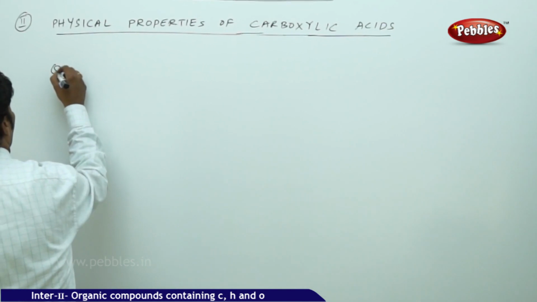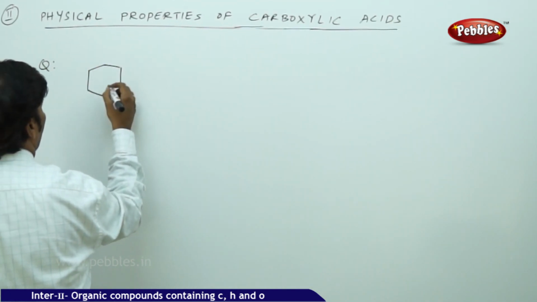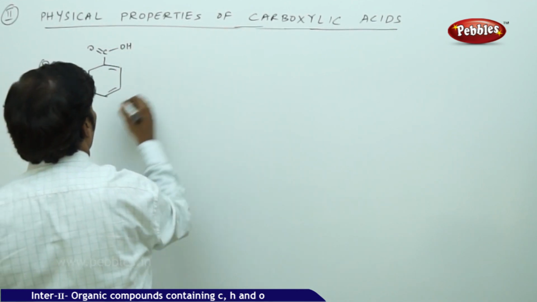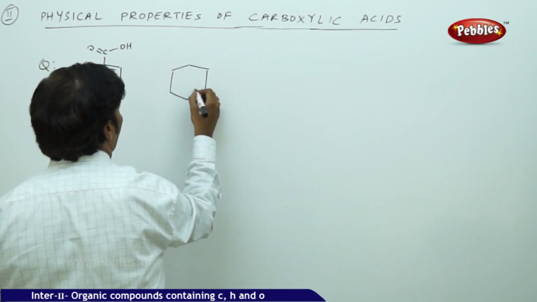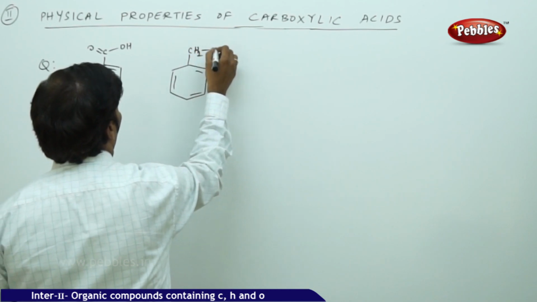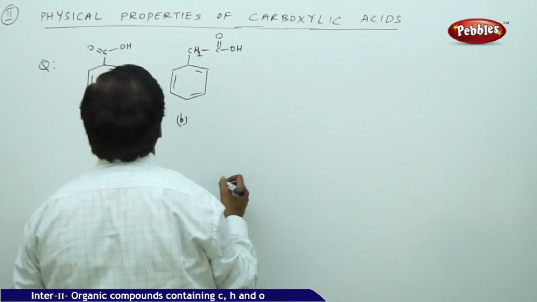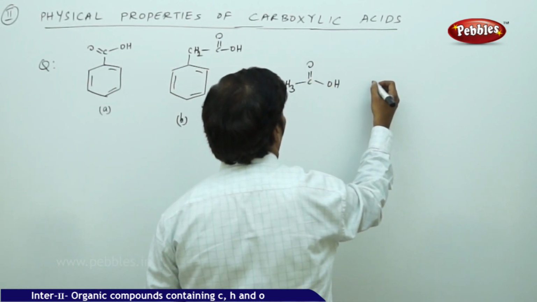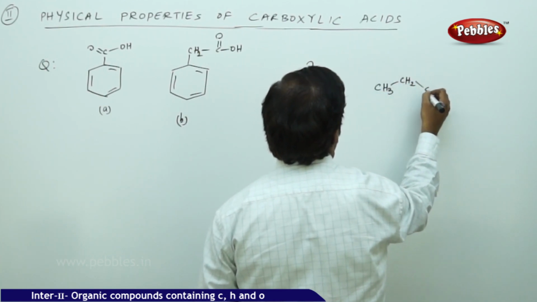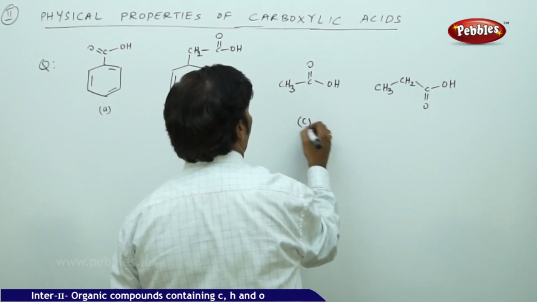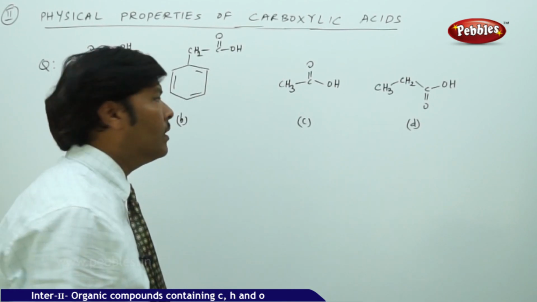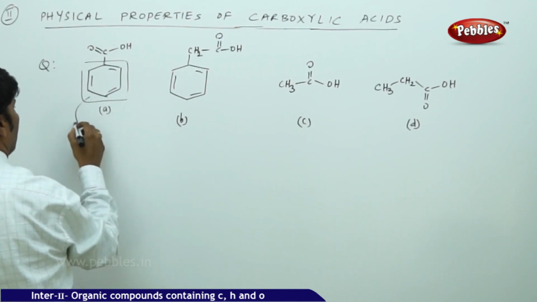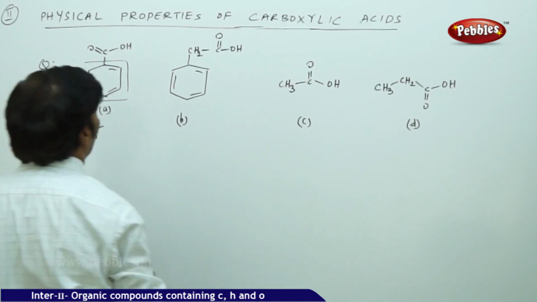Take one more question here: take benzoic acid, let this be A. Take CH2 carboxylic acid, let this be B. Then you can take CH3 carboxylic acid, let this be C, and CH3CH2 carboxylic acid, let this be D. So here, as already I told you, this is a phenyl group directly attached to the carboxylic acid.